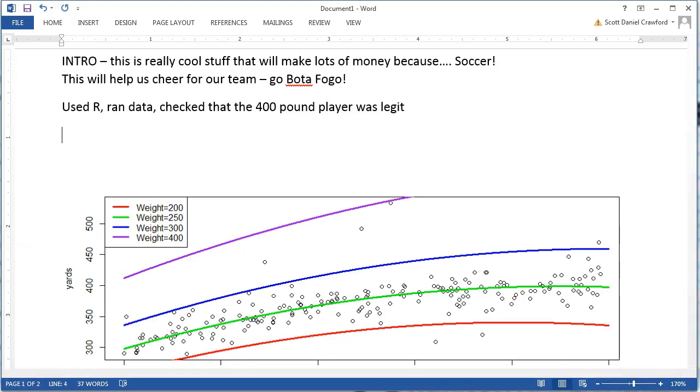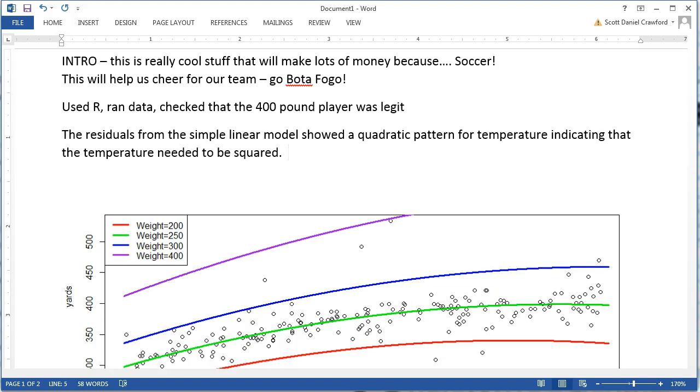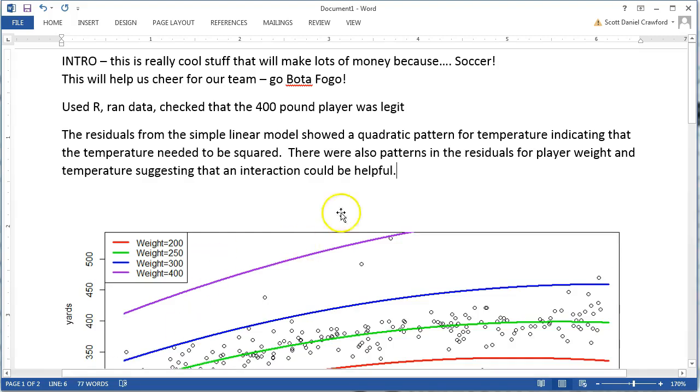Well, I have a little sentence in there about how we checked for the big data point and we're using R and all the stuff to make it so that the client feels confident that we know our tools. And then I'm going to explain, how did I get to the model I used? Well, first off, there was a quadratic pattern showing temperature needed to be squared. And I'm going to mention that I saw patterns which led me to the interaction.